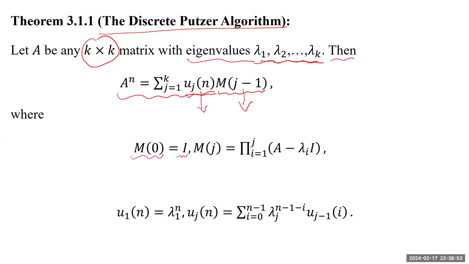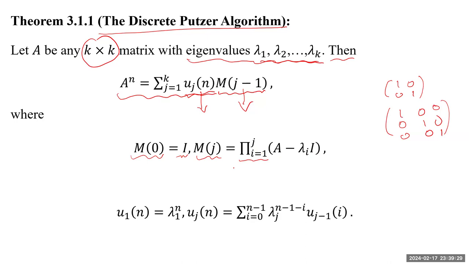Right? If it is a 2 by 2 matrix, then M of 0 is equal to [1, 0; 0, 1]. If it is a 3 by 3 matrix, our M of 0 is [1, 0, 0; 0, 1, 0; 0, 0, 1], etc. So what is M of j? M of j is equal to the product from i equals 1 to j of (A minus lambda i times I).